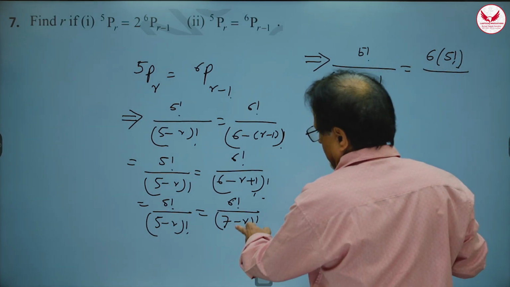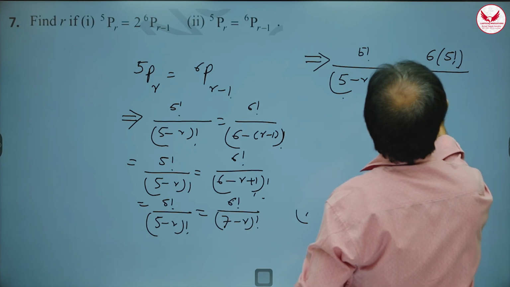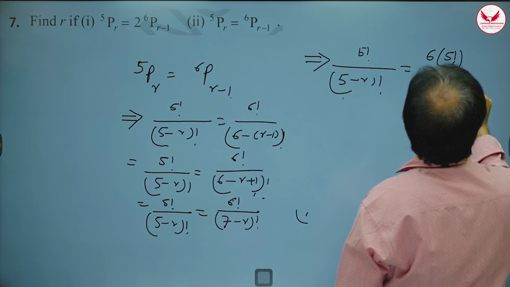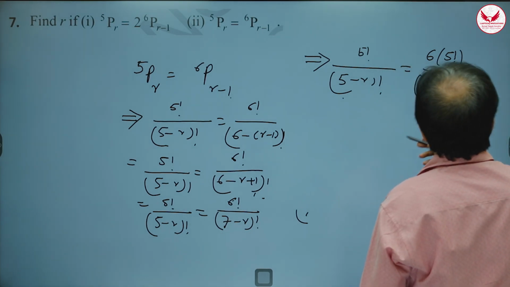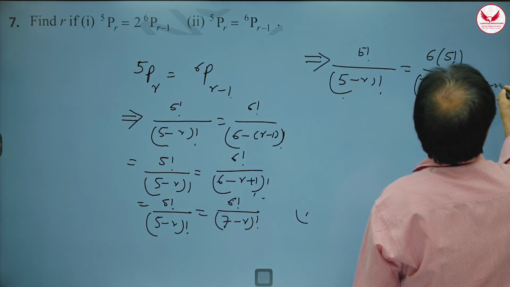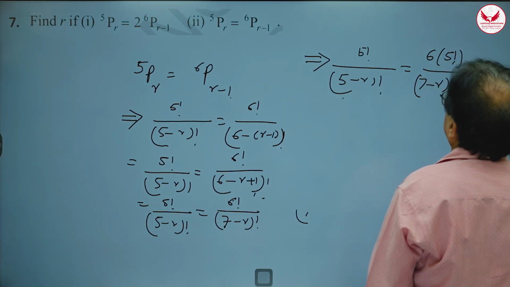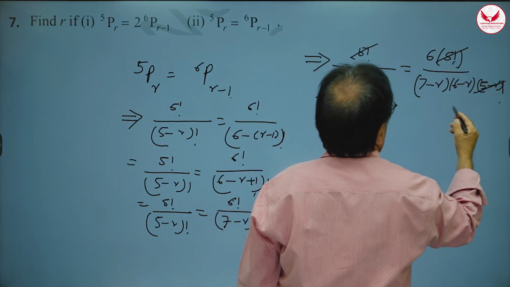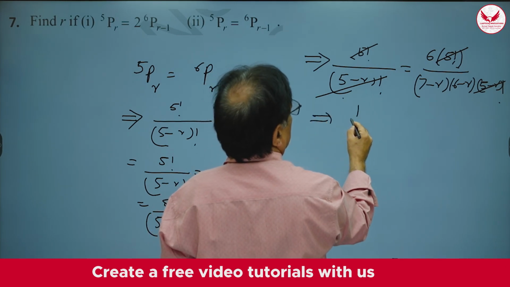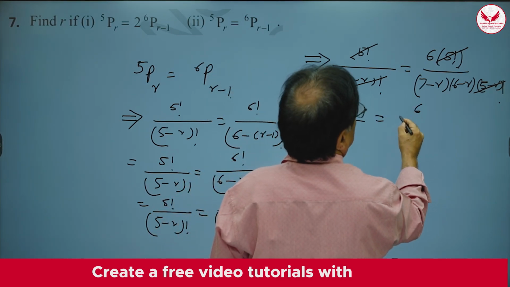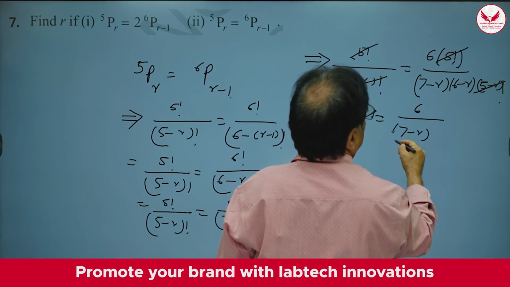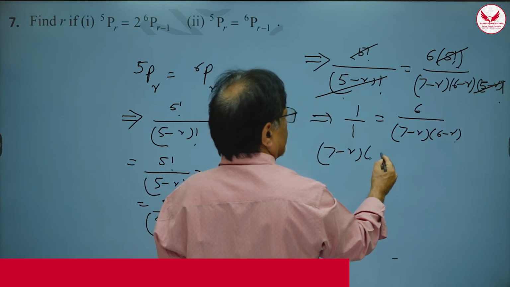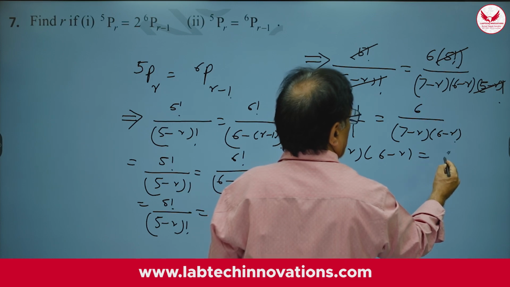And here 7 minus r is bigger than 5 minus r. So I will start counting from 7 minus r backwards. So 7 minus r, then 6 minus r, and then comes 5 minus r and all those numbers. So they can be written as (5 minus r) factorial. Correct? So now 5 factorial cancels, and (5 minus r) factorial cancels. So again, you are left with 1 equal to 6 upon (7 minus r) multiplied by (6 minus r), which gives you (7 minus r) multiplied by (6 minus r) equal to 6.